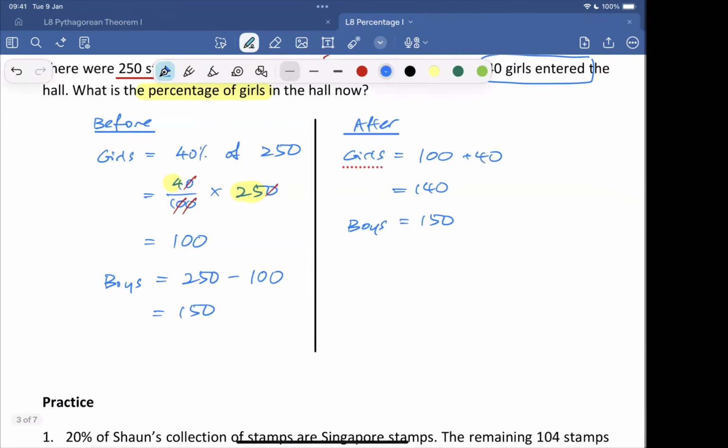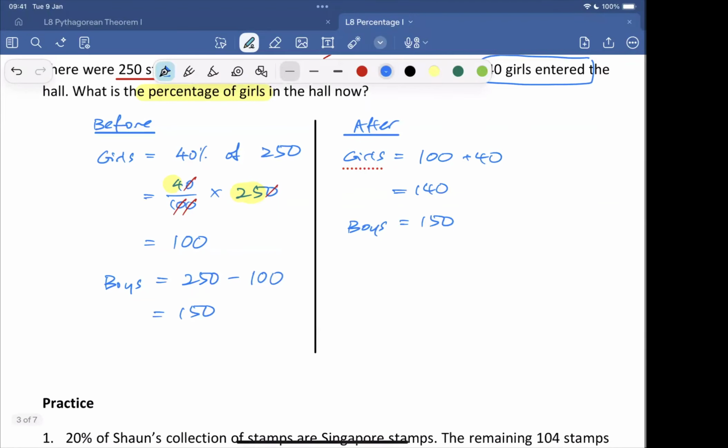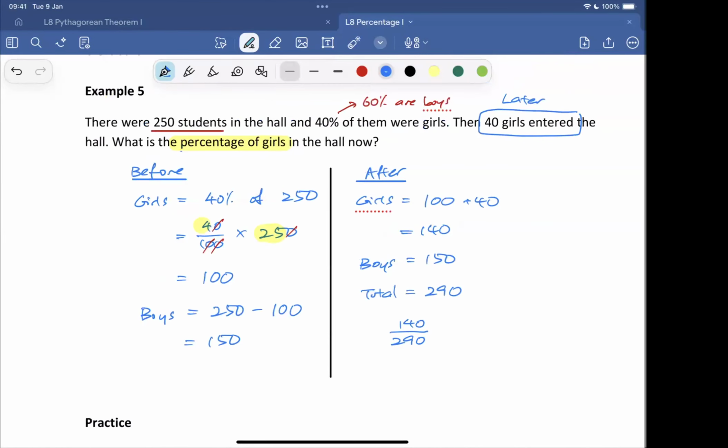So now the question is asking, what is the percentage of girls? In order to find the percentage of girls, you need to find out the fraction. So how many girls? 140, right? Out of how many people? Let me find the total. What is the total number of people now? 290. So we can say that 140 out of 290 people are girls, correct? And how do I convert this into percentage? Because the question asks for percentage.